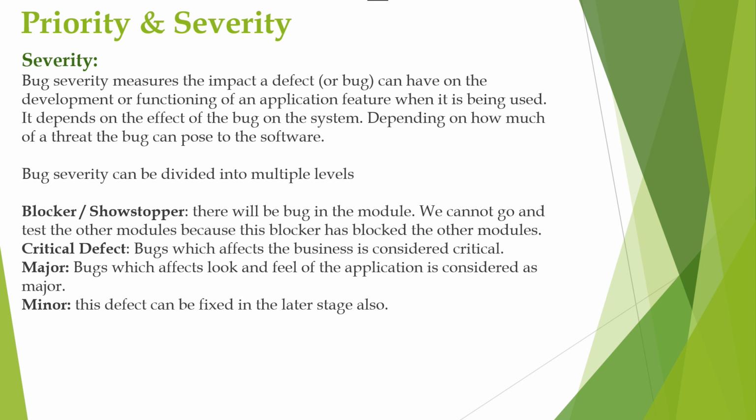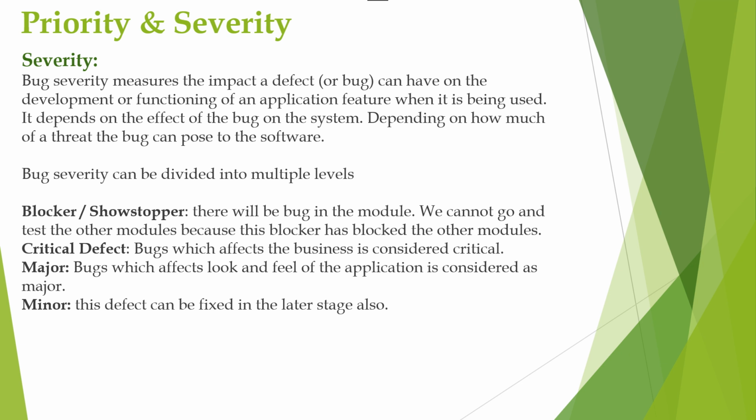Now, what would be the defect with high priority and high severity? Whenever the defect happens on the basic functionality of an application and it will not allow the user to perform any activity on the application. For example, the home page is not working or the login page is not working, like this. This will be a defect with high priority and high severity. It needs to be fixed on an immediate basis.